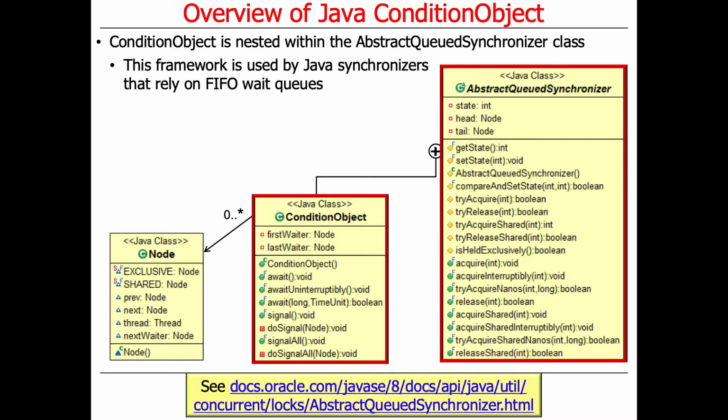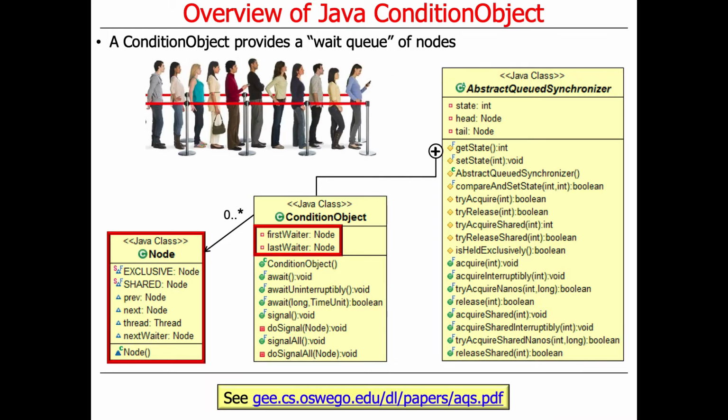And then a condition object, as we'll see in a second, basically is a doubly linked list of nodes. And this doubly linked list of nodes is used to provide a wait queue or a wait set for the threads that are blocked, awaiting their chance to see if the condition that they're waiting for is now satisfied. You can read more about the abstract queued synchronizer framework if you're curious about it in this paper by Doug Lea.